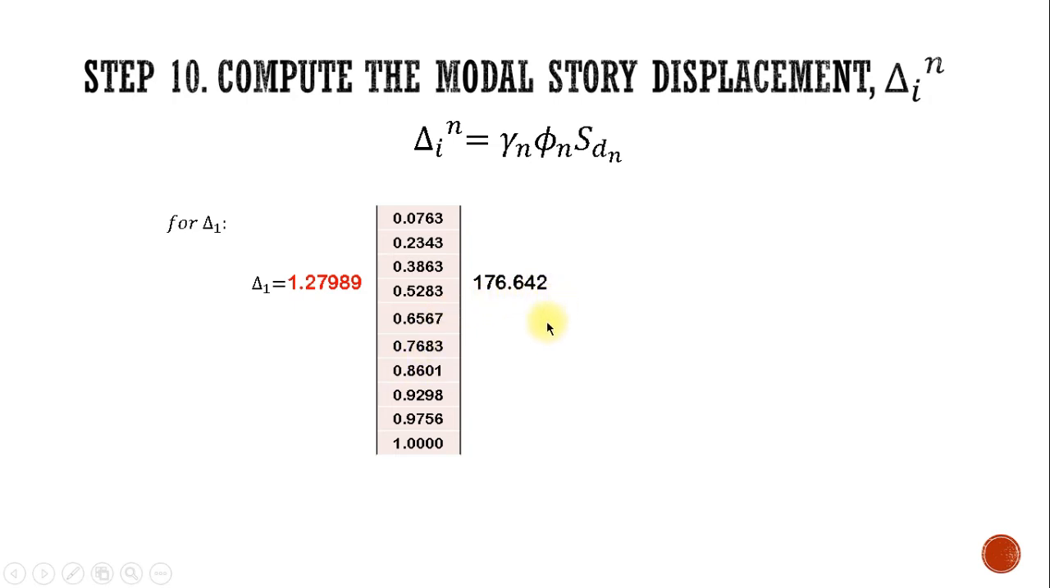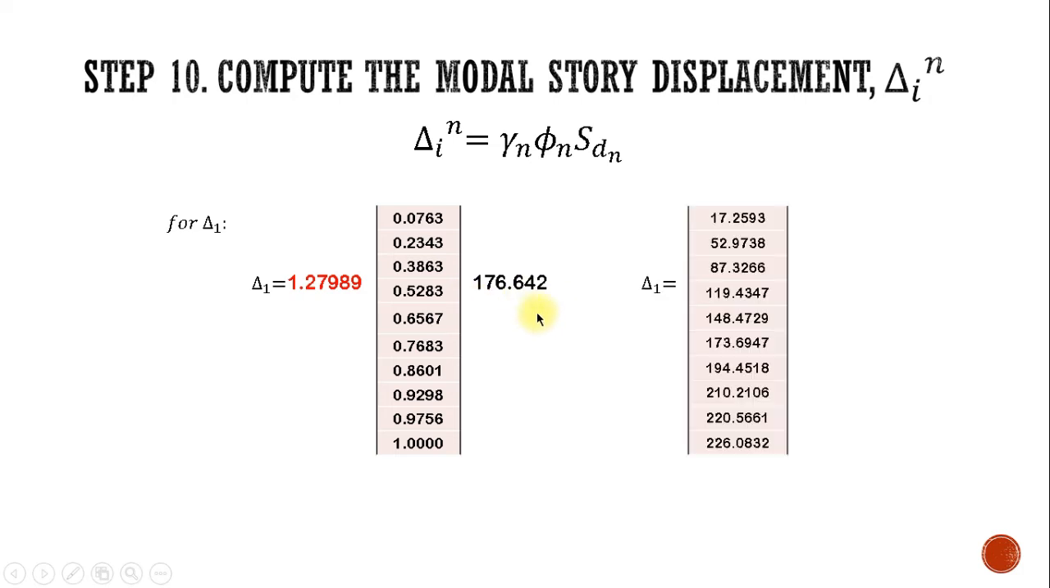176.642 in mm, this is the spectral displacement for mode 1. So the result of this is this vector. So the delta 1 or the modal story displacement for mode 1 is this. So for first floor, meron tayong 7.2593 mm. For second floor, meron tayong 52.9738 and so on. Nandito sa ating 10th floor, meron tayong 126.80832. So yung ating magiging result natin dito ay all are in millimeters ang ating units.